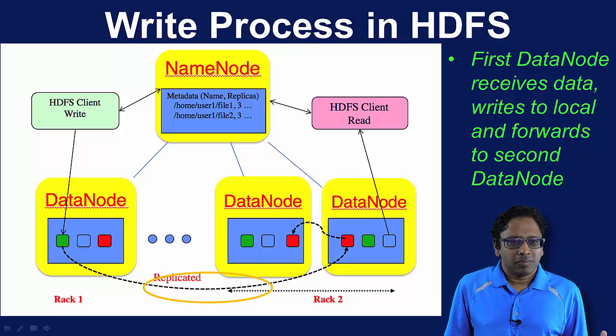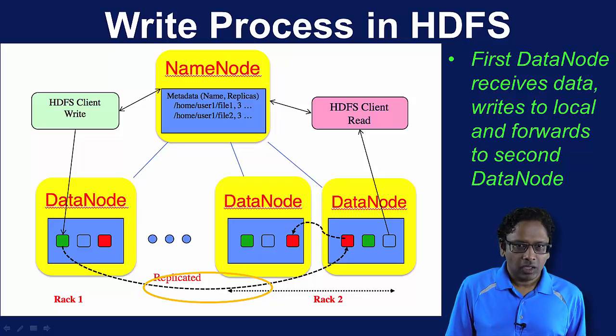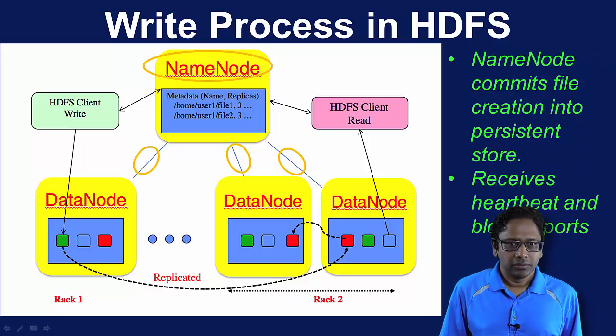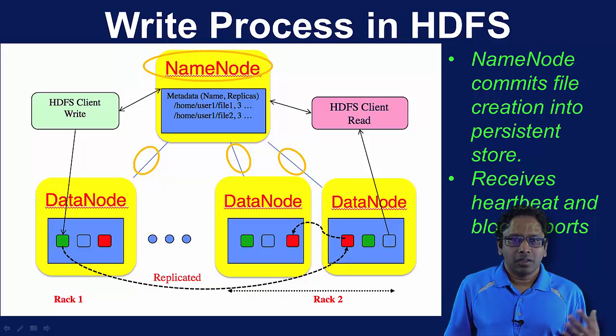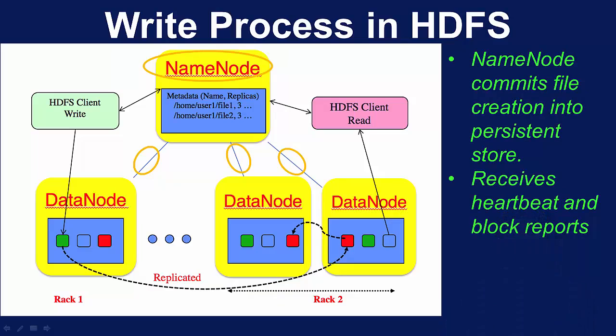So what this means is the entire replication process is pipelined, and you're not going to take 3x the amount of time to make 3 copies of your block. You're going to take much less than that. Once all the blocks are written and the file close is done, this process is committed into a persistent state by the name node. And the name node is what receives the heartbeat and block reports from all the data nodes, circled here, which carry that information.